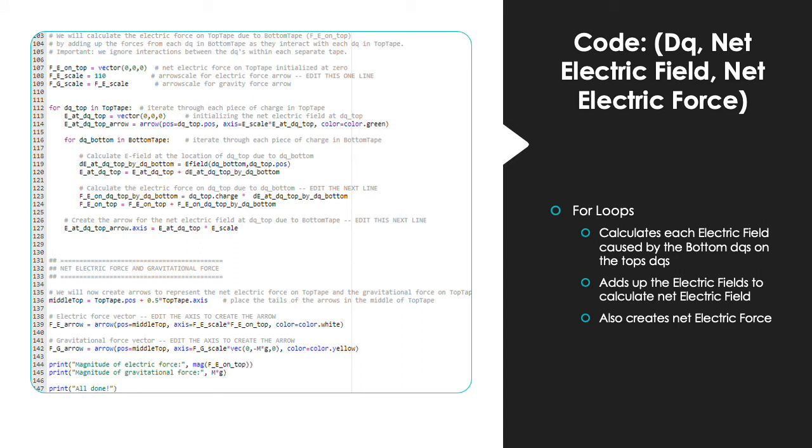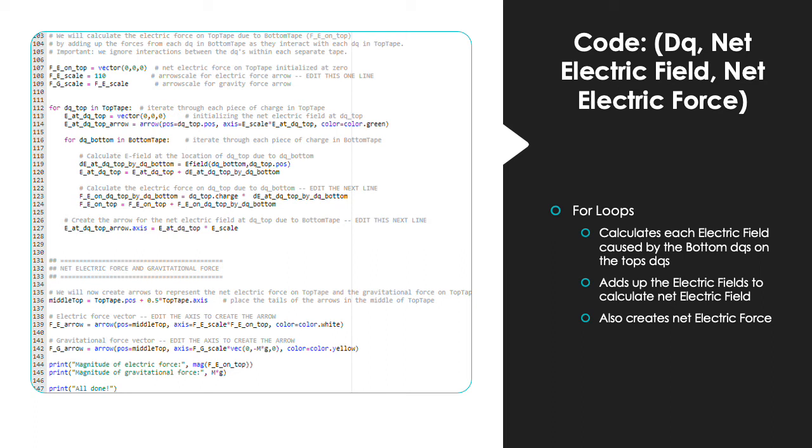In this code, we have the dQs, the net electric field, and the net electric force. So the for loops calculate each electric field caused by the bottom pieces on the top pieces. So for dQ in top tape, and then for dQ in bottom tape. What it does is it calculates the electric field of one dQ from the bottom to a top, and then it adds it to the net electric field, creates an arrow, and proceeds onwards.